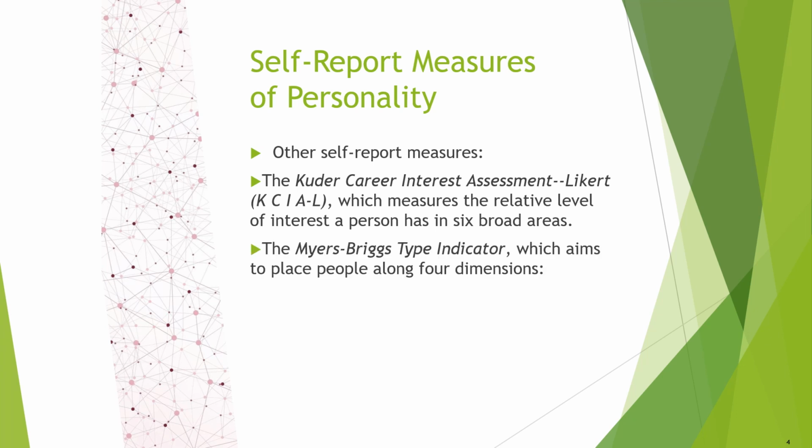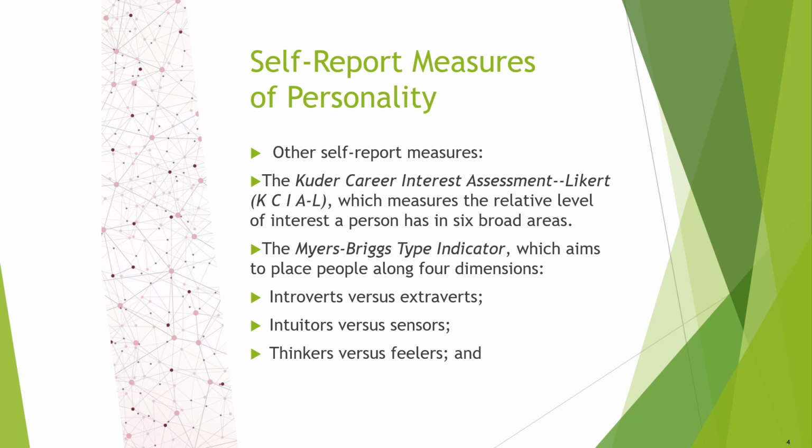Another well-known self-report assessment is the Myers-Briggs Type Indicator. And this aims to place people along 4 dimensions. Those 4 dimensions are introverts versus extroverts, intuitors versus sensors, thinkers versus feelers, and then fourth, perceivers versus judgers. So those are the self-report measures.